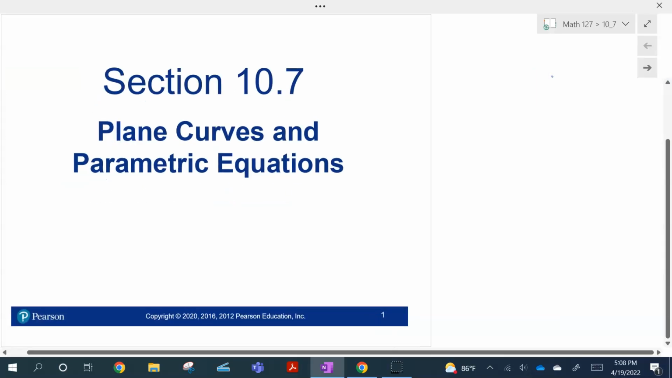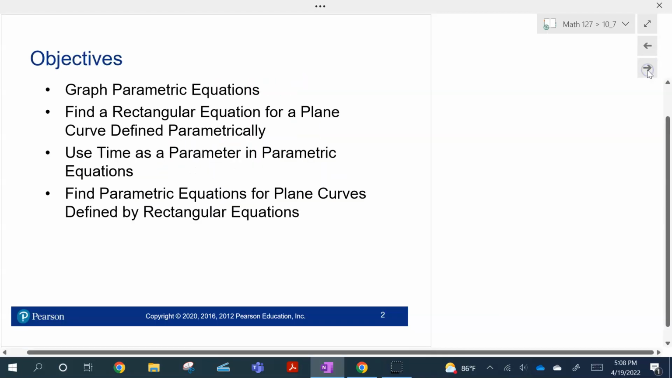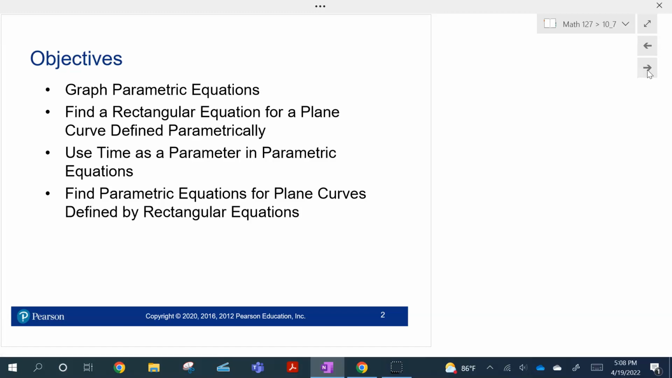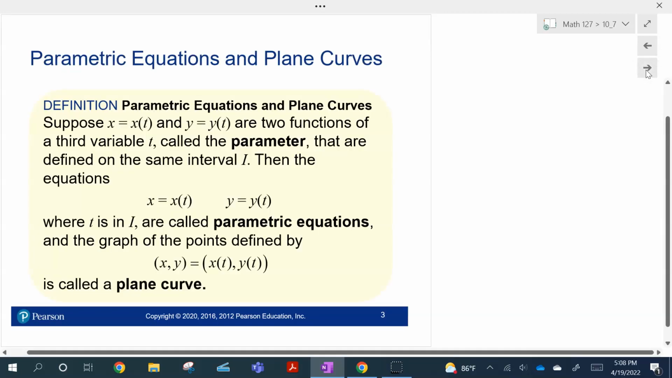Hey, welcome back to your favorite trigonometry class. We're going to take a look at plane curves and parametric equations. Here's our objectives today, and we'll start out with a graph and a plane curve and go from there.